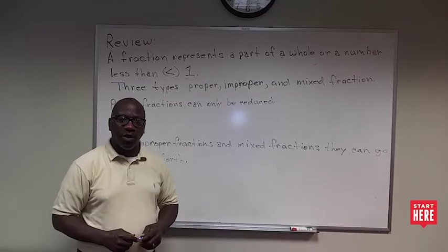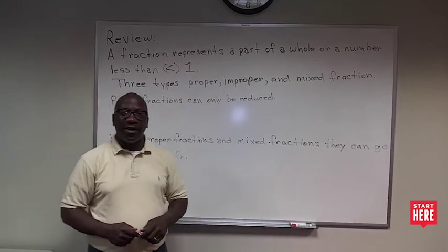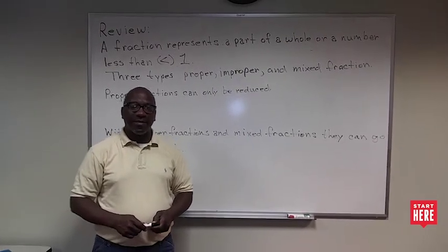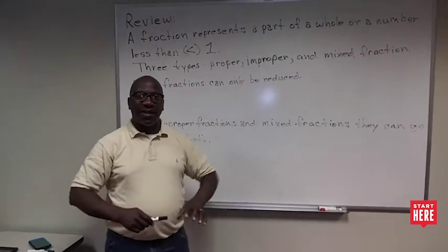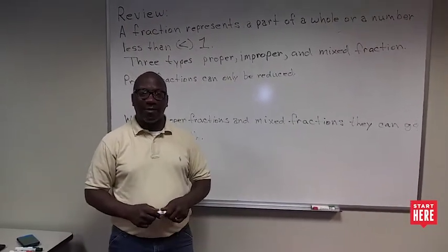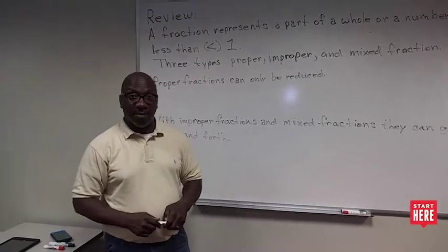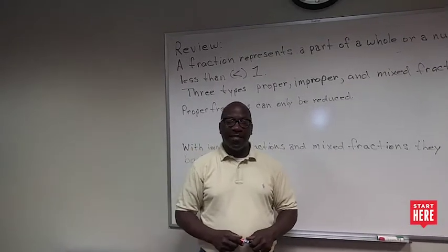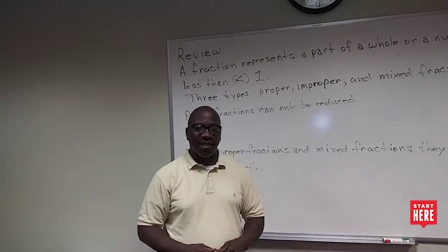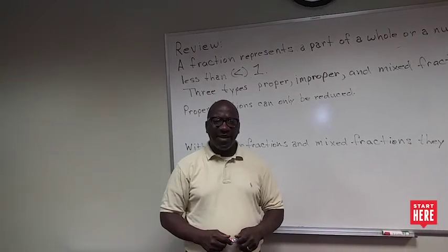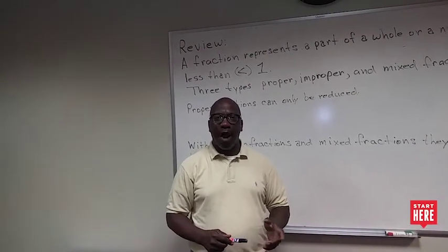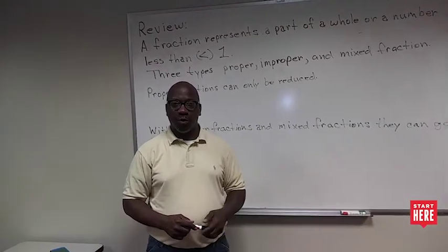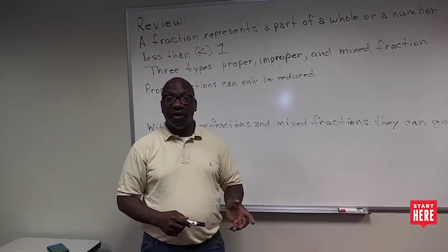A proper fraction is when your numerator, your top number, is smaller than your denominator, your bottom number. An improper fraction is just the opposite. It's a proper fraction upside down. It's when your numerator, your top number, becomes larger than your denominator, your bottom number. And then we talked about the mixed fraction or mixed number. That's a whole number and a proper fraction, such as 3 1/2, 5 2/3, 10 1/4.